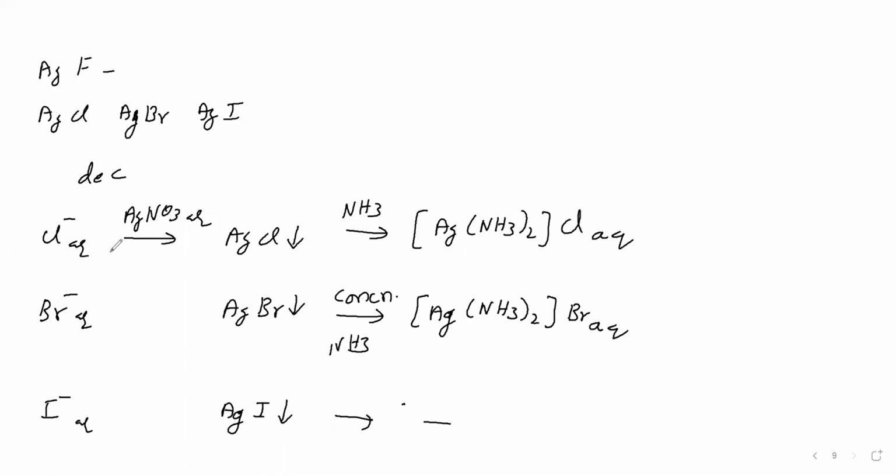So silver chloride is soluble in dilute ammonia. Silver bromide is soluble in concentrated ammonia. Silver iodide is insoluble in ammonia solution. Okay. Next we will see silver chloride. We are taking silver chloride precipitate. It is soluble in potassium cyanide solution.